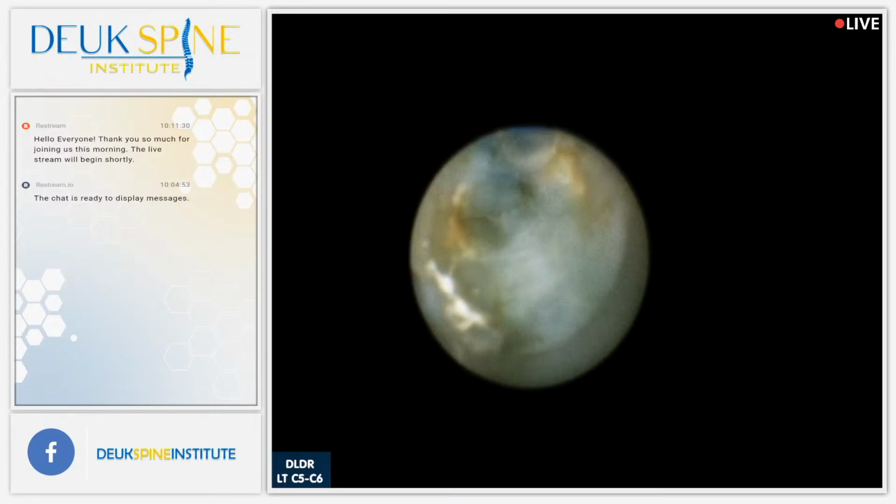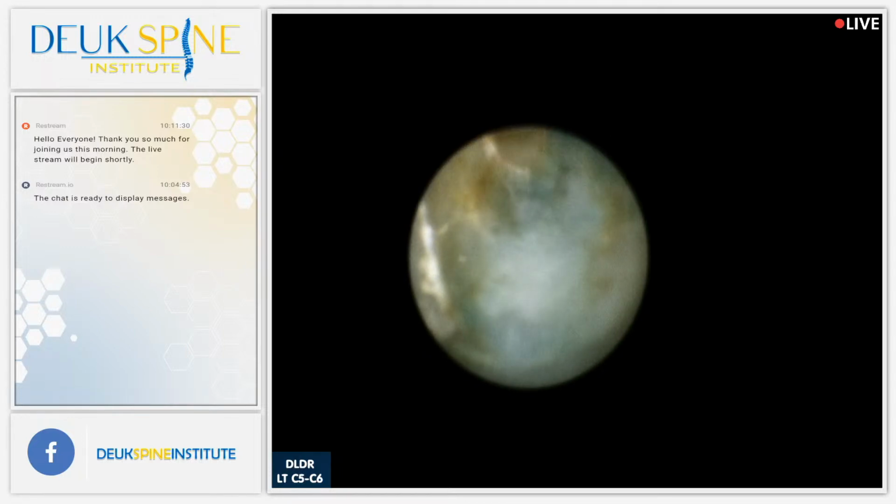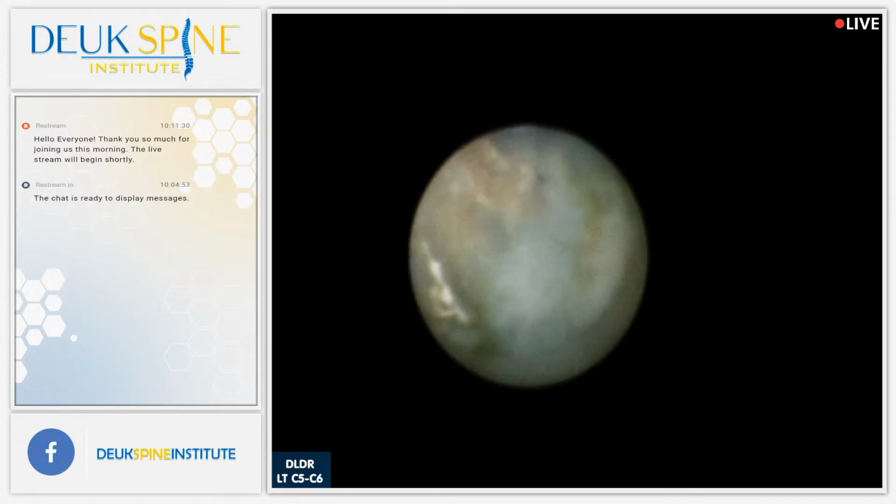You can see the tear. You can see the blue dye. That's the Deuk Spine Blue. And we're basically using the laser to clean out the herniation.